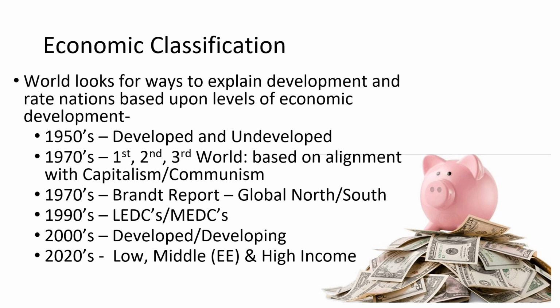So in terms of economic classifications and how we rank and rate countries, oftentimes we look for ways to explain development and rate nations based upon their levels of economic development. In the 1950s, there were really just two main categories. Either you were developed or you were undeveloped. But in the 1970s, they came up with a new way, and this is one that we've used quite a lot over the last 50 years or so.